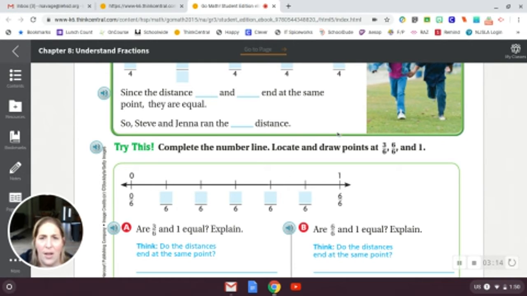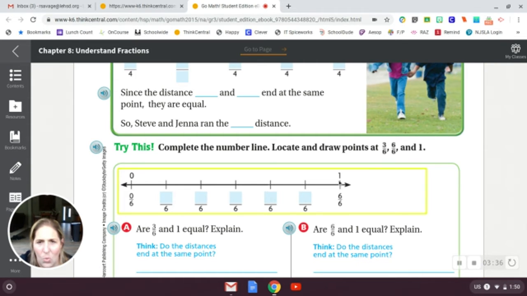Okay, now I need to draw points at 3/6, 6/6, and 1. So my 3/6 I identified as right here. So I'm going to draw my point right there. I hope you can see my mouse cursor arrow thingy. 6/6. Well, it's already labeled there. 6/6. And the last thing I need to find is 1. Guess what? 1 is right there, the same thing.